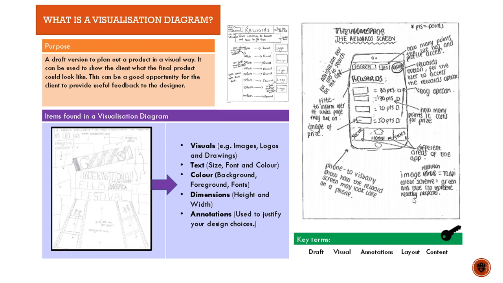Okay, so what we're going on to do today is we're going to be creating a visualization diagram. Now, a visualization diagram is a draft plan of a product that is normally created on paper. It can then be shown to the client, who's paying you. Remember, if you're doing this as a job, you're being paid by the client, so they can see what the product's going to look like when it's created.